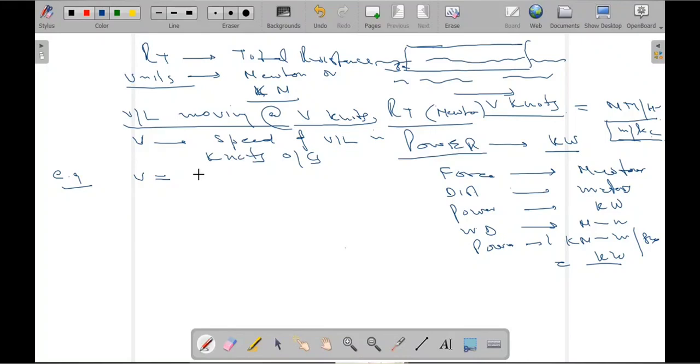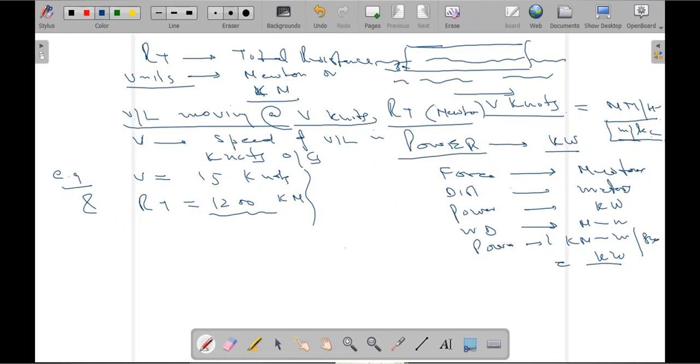For example, V is equal to 15 knots, and RT is equal to, let us say, 1200 kilonewtons, because the forces are not so small, so we are always normally using kilonewton as the unit. So if this is the case, that means the resistance RT, the total resistance of the vessel when operating at 15 knots, is 1200 kilonewton.